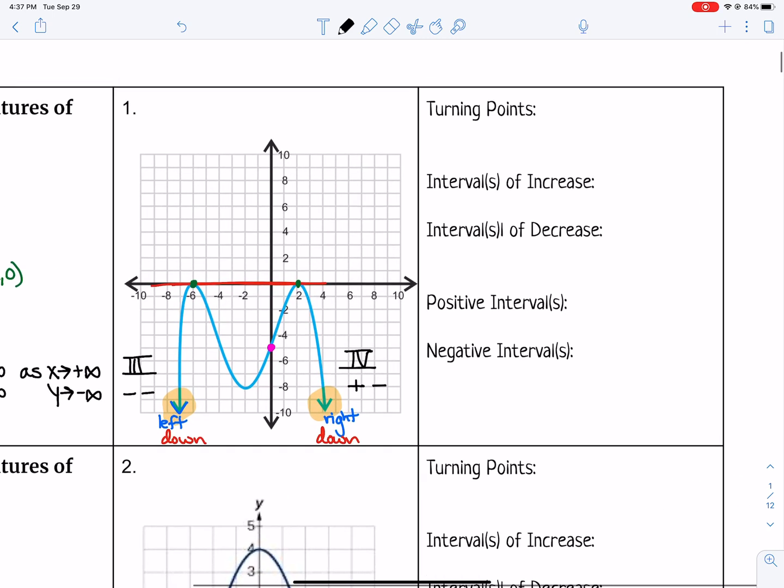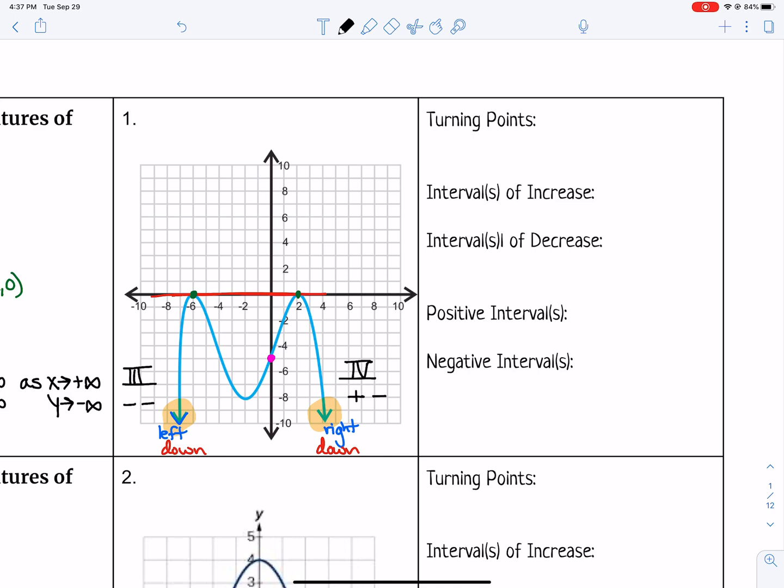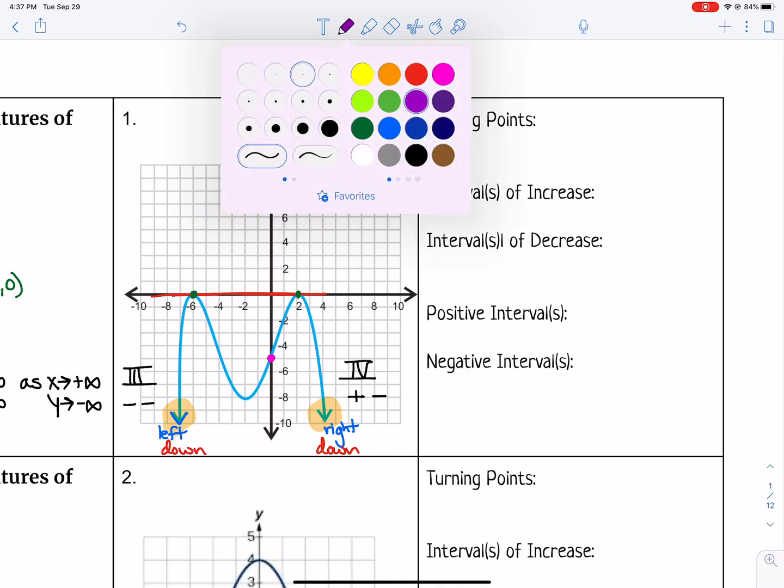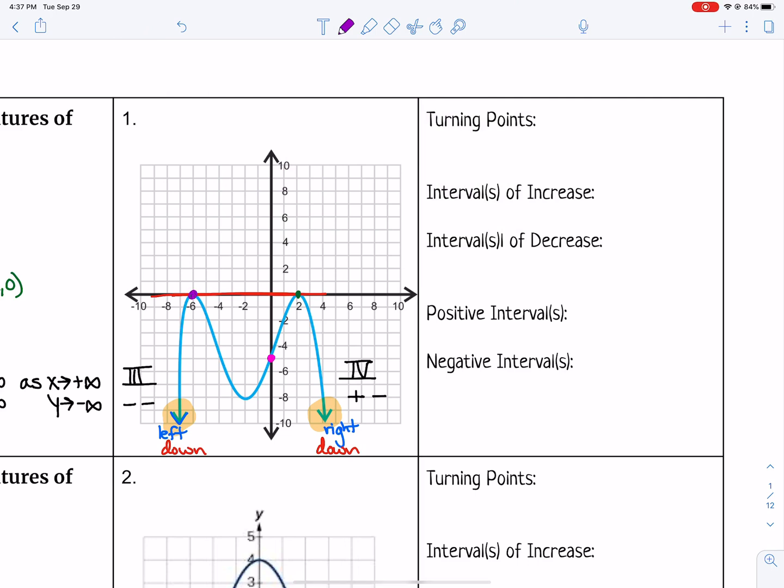Okay, let's scoot over and look at the topics on the right side of the page. So it asks for turning points. So the turning points on our graph are the relative minimum and maximum points. So we have 3 turning points on our graph. One is at (-6, 0). One is at (-2, -8). And the other one is at (2, 0). So let's write all of those down.